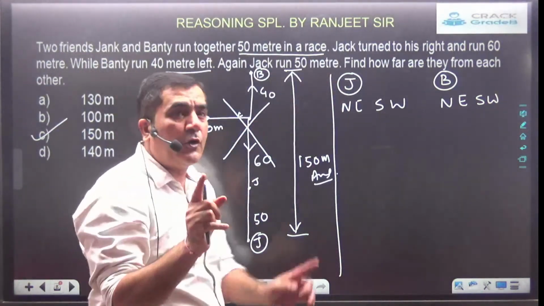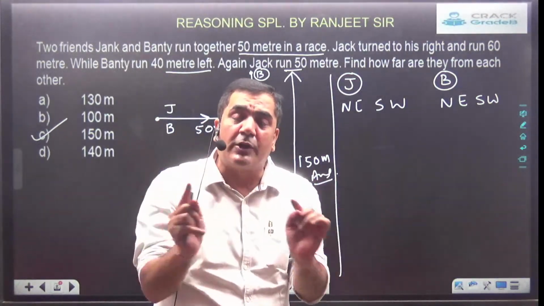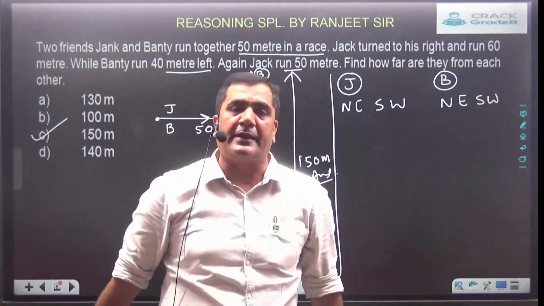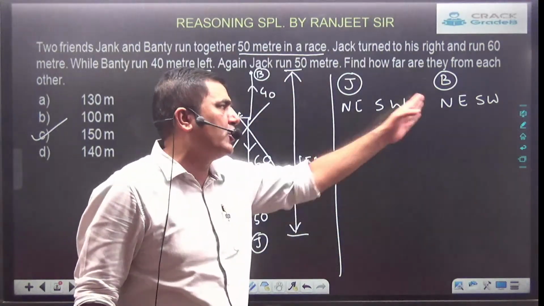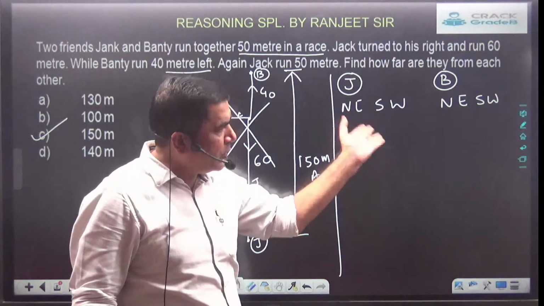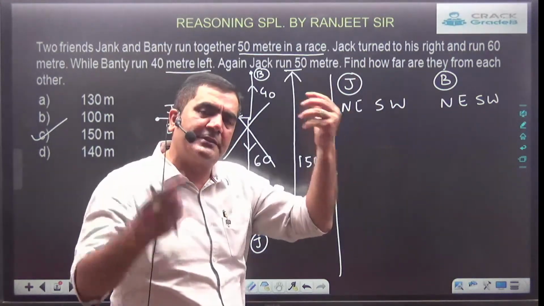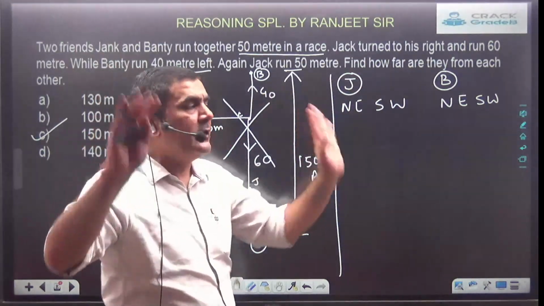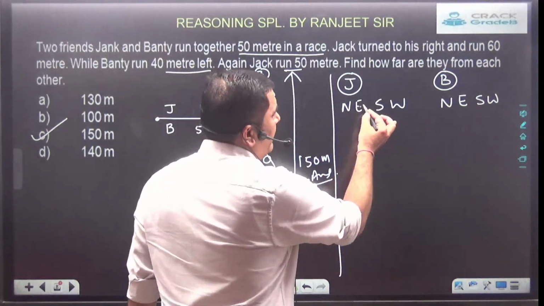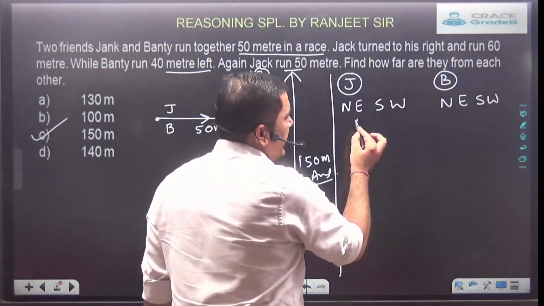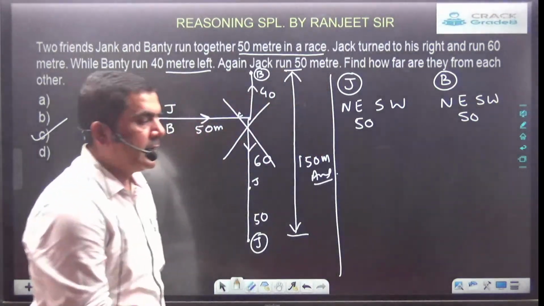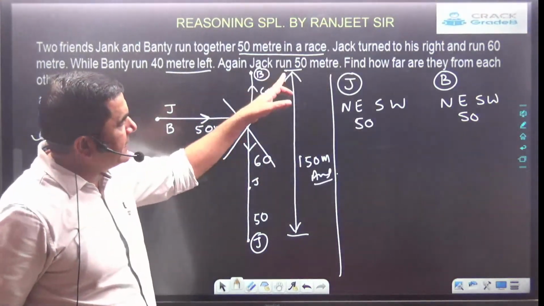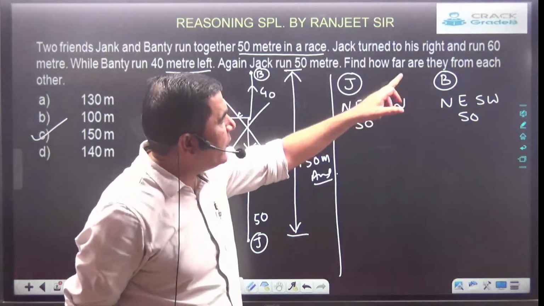Two persons, Jack and Bunty, run together 50 meters in a race. Means they are not moving in the opposite direction. They must be moving in the same direction. You take any direction as per your convenience. Either both north, both east, both south, or both west. The answer will always come out the same. So let's start from east. I am assuming both started running towards east. So this will be 50 and this will be 50.